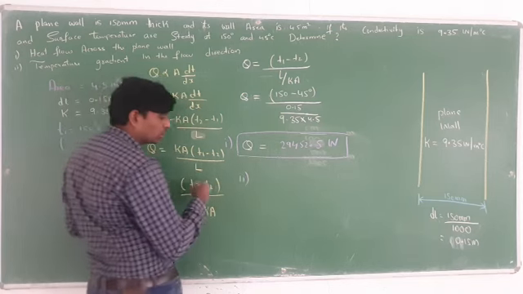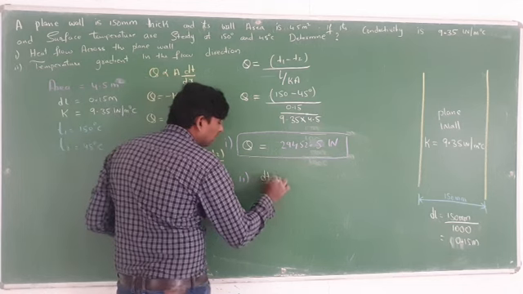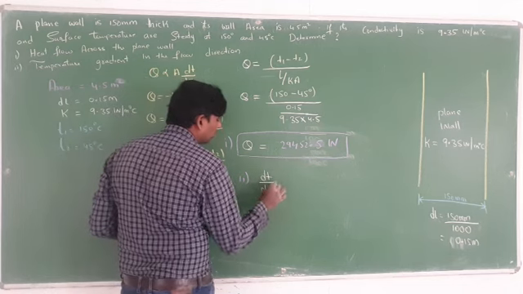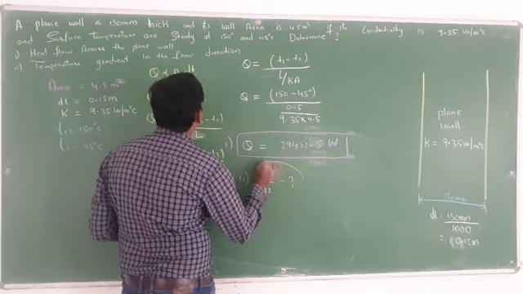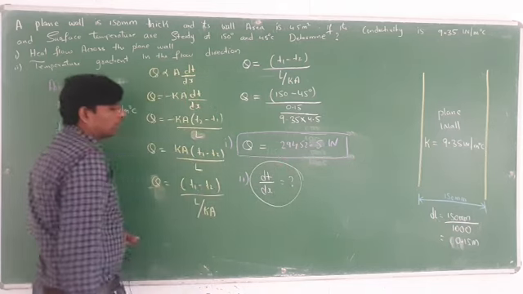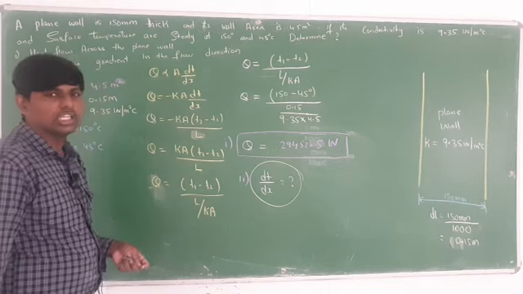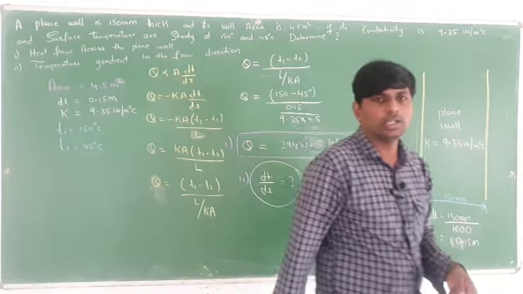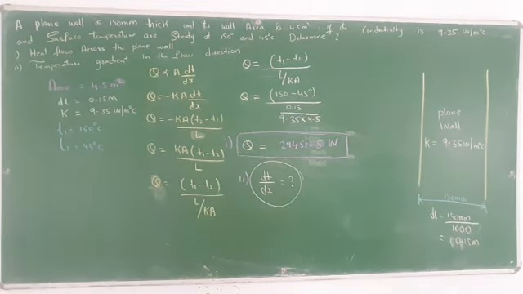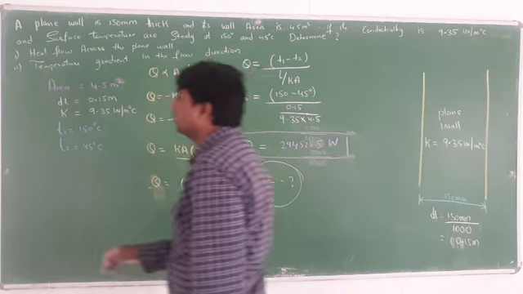He is asking to find out the temperature gradient, that is dT by dx. This one is known as the temperature gradient, dT by dx. With the help of that, you have to find out dT by dx.